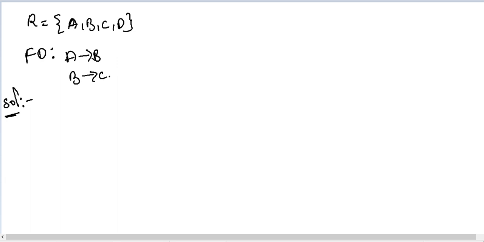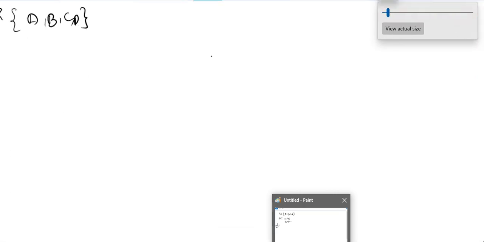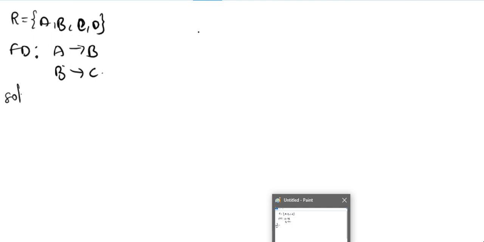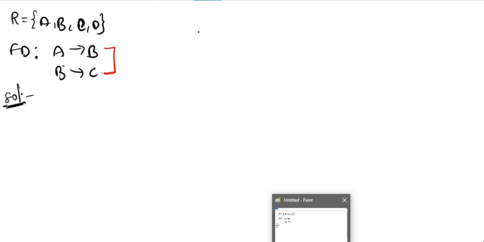Now, how do we find the candidate key? There is a shortcut. Here the relation R is A, B, C, D, and the functional dependencies are A to B and B to C. We should remember one thing: the total attributes are A, B, C, D. Any attribute that is not present on the right hand side should be a part of the candidate key.